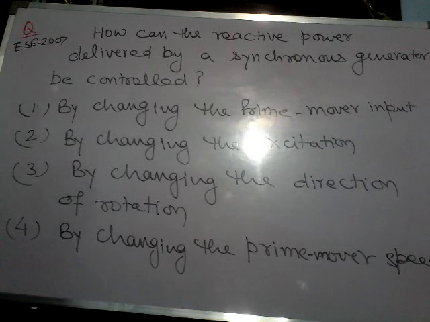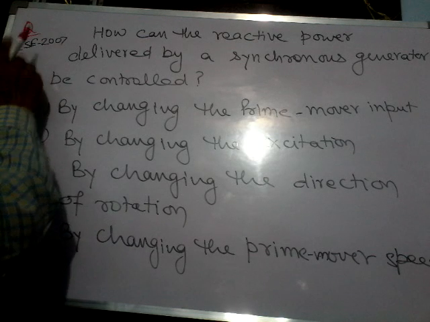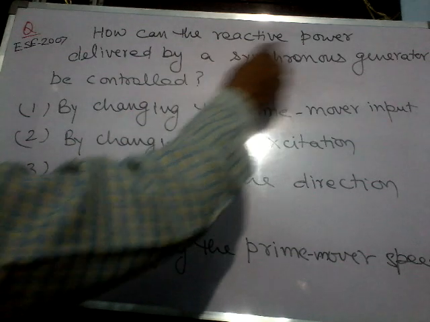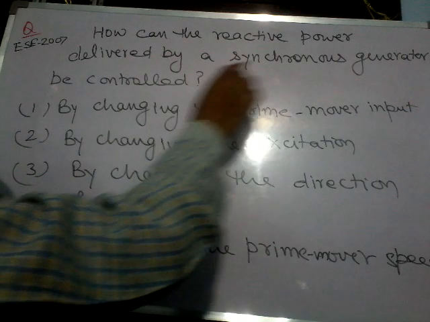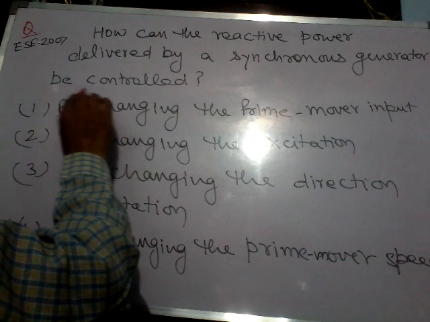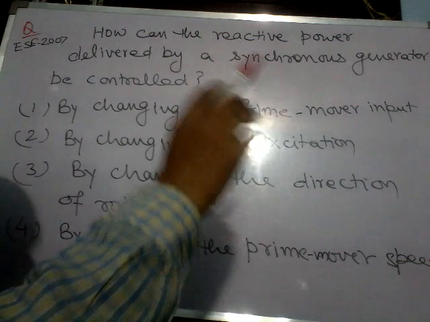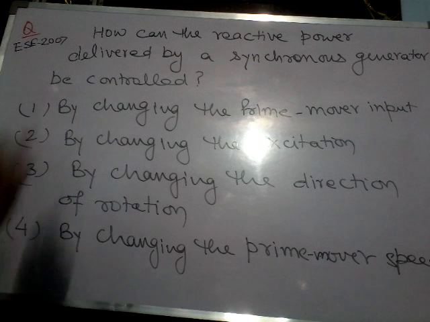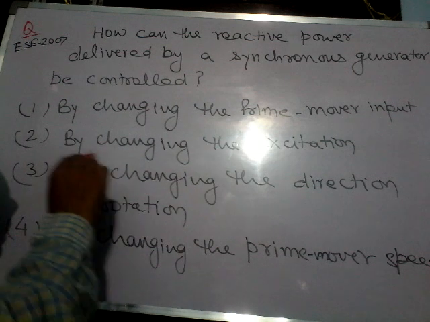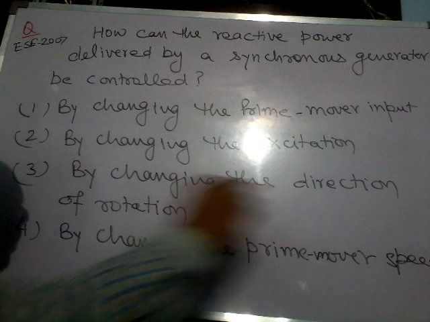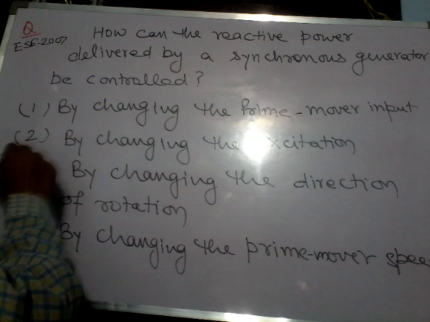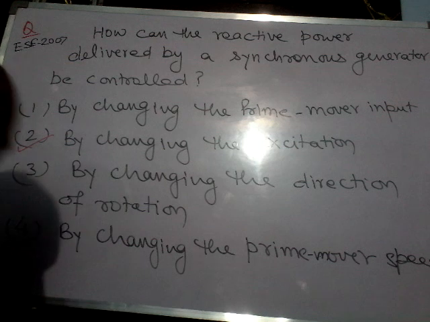So, good morning, students. It is a question asked in EAC 2007. Question is, how can the reactive power delivered by a synchronous generator be controlled? These are the options: by changing prime mover input, by changing the excitation, by changing the direction of rotation, by changing the prime mover speed. The answer is by changing the excitation.